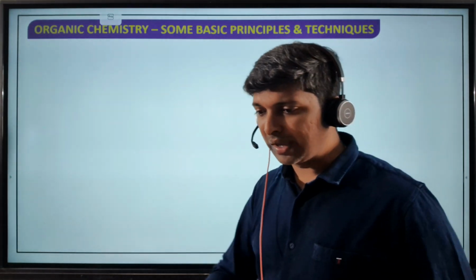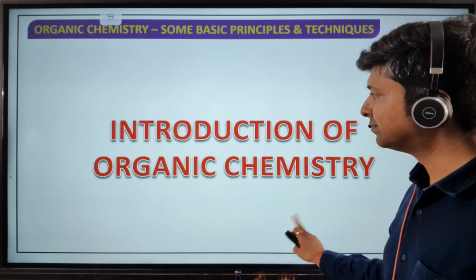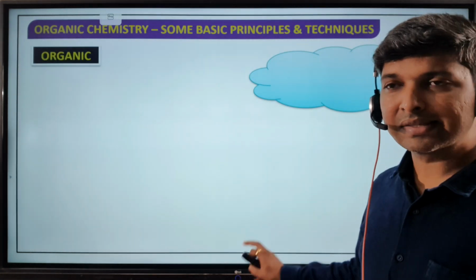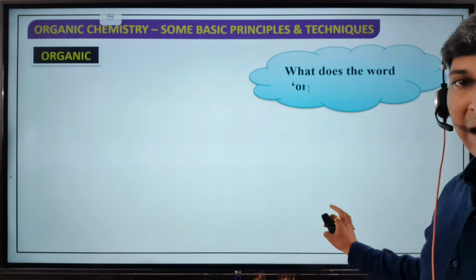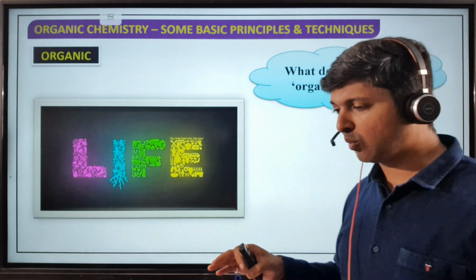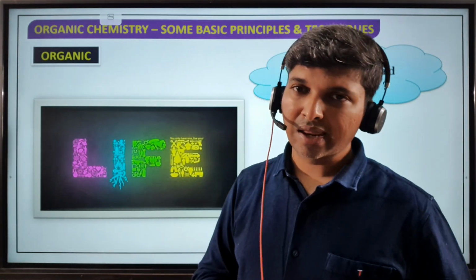So what we are going to do is see the basics of organic chemistry. Introduction to organic chemistry. Here, what does the word organic stand for? Organic comes from the word organisms. That means it comes from life. So whatever is related to plants and animals will come under organic chemistry.